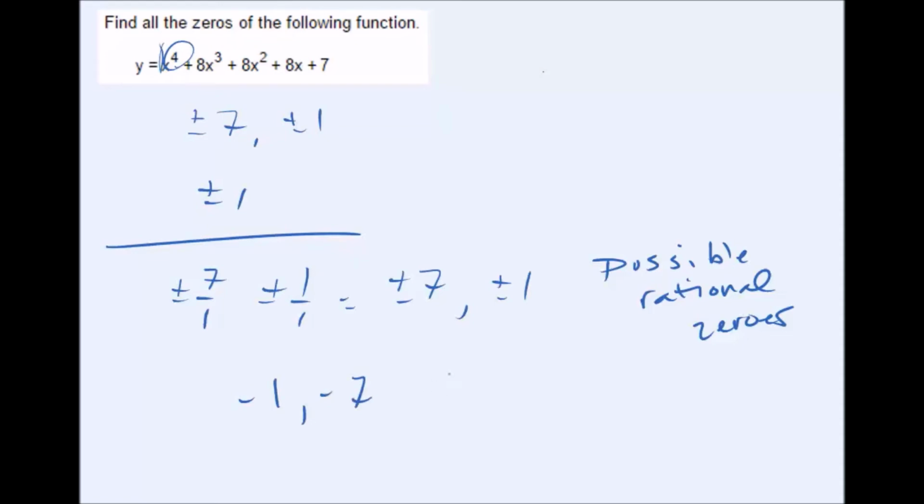We're going to write that back into factor form and say that as factors, those were listed as x plus 1 and x plus 7. Now, we need to multiply that back together to get x squared plus 7x plus 1x is plus 8x plus 7. So this is one factor of the equation y equals x to the 4th plus 8x cubed plus 8x squared plus 8x plus 7.